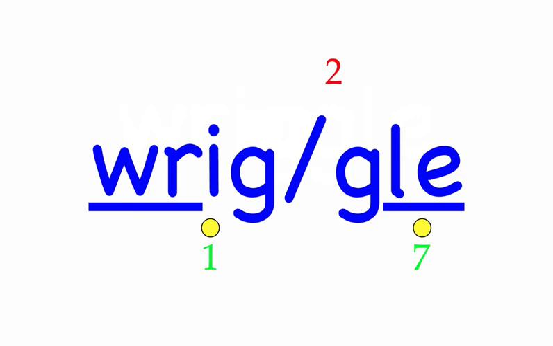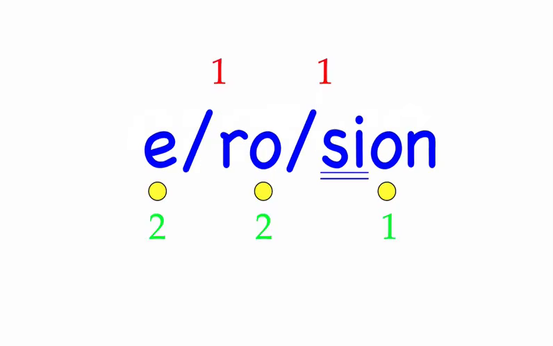Erosion. Erosion. There was much soil erosion after the rain. Erosion. E has one sound. Ro, two sounds. R, O. Jon, three sounds. J, A, N. Erosion. Mark the word. Erosion.